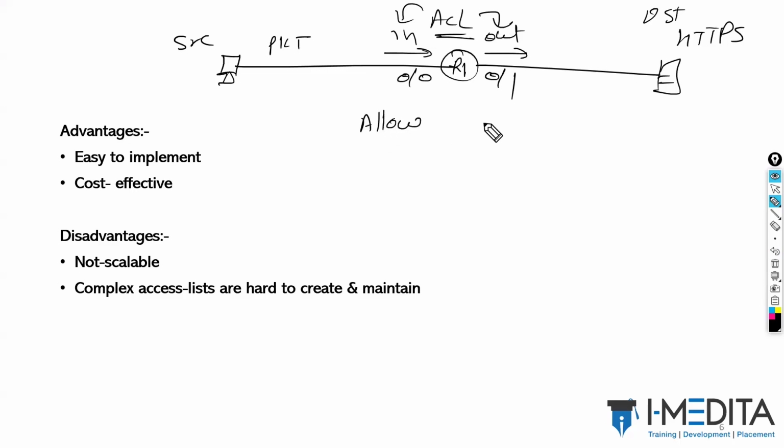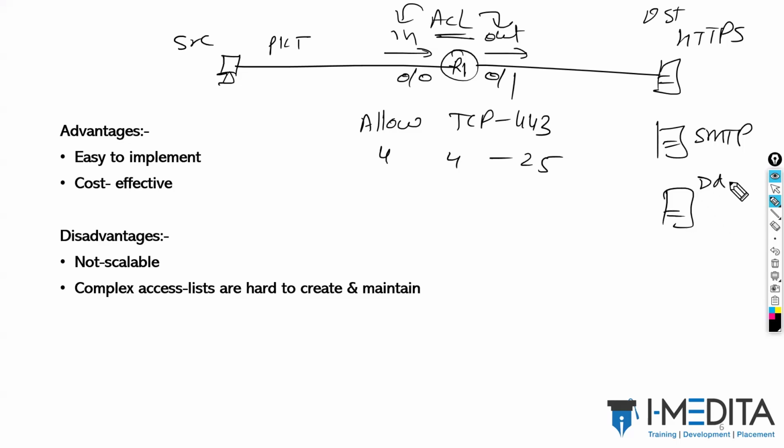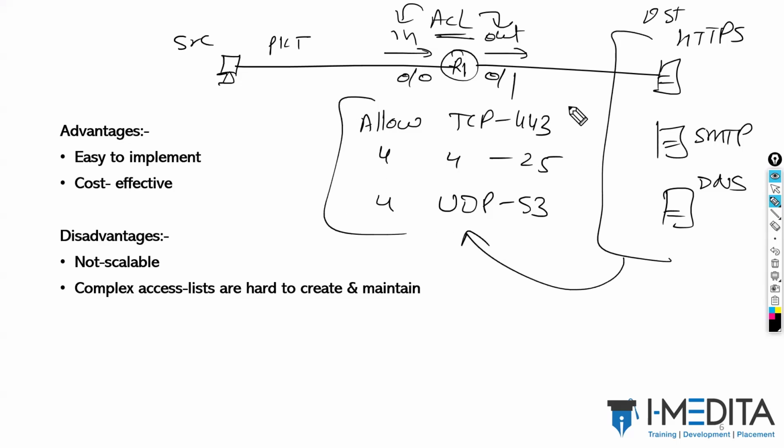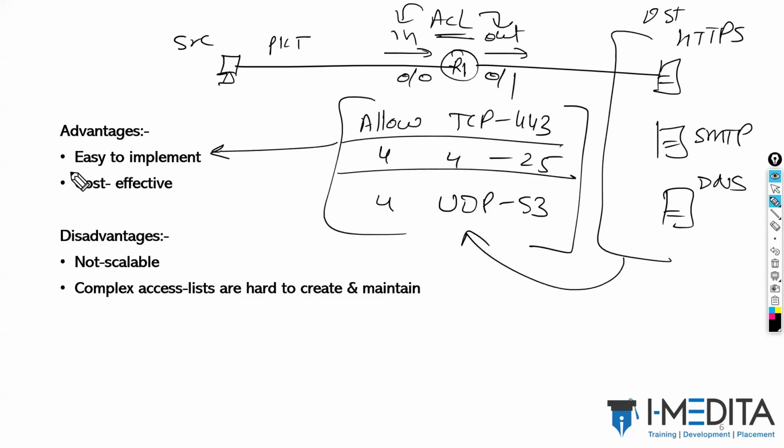So you need to allow TCP port number, which one? 443. Got it? If you have another server like Simple Mail Transfer Protocol, then we need to allow TCP port number 25. If we have a DNS server, then we need to allow UDP port number, which one? 53. If you know the port number of the application, then you will create an access list. In the access list you will allow that port. That's why we can say it is easy to implement.